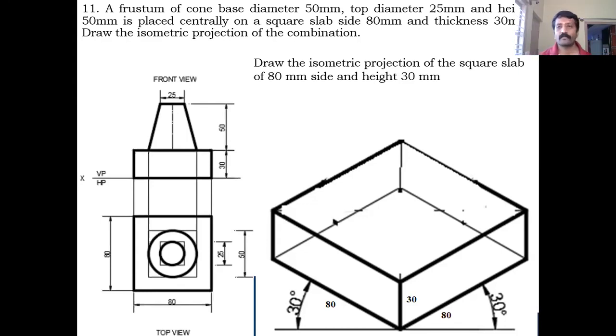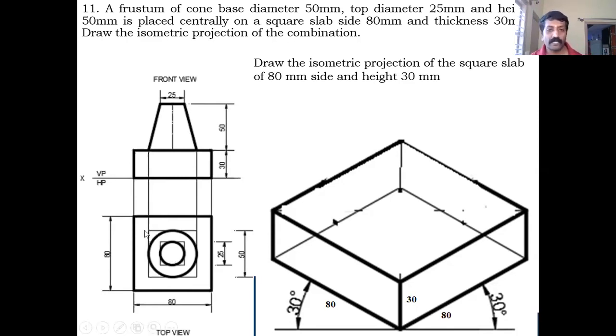The square slab in the top view looks like a square only. What is the dimension of the square slab side? 80 millimeter. You draw a square of 80 millimeter because it looks like a square in the top view when the slab is seen from the top side. Next, the frustum of a cone, when you see from the top, looks like two circles. One is the base circle, another is the top circle. What is the base circle diameter? It is 50 millimeter.